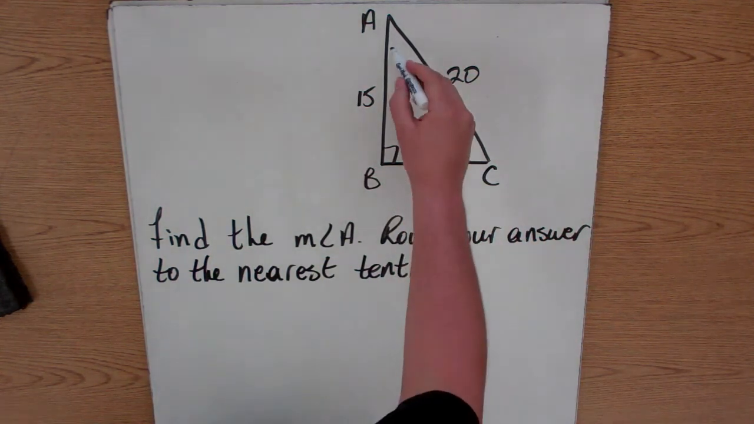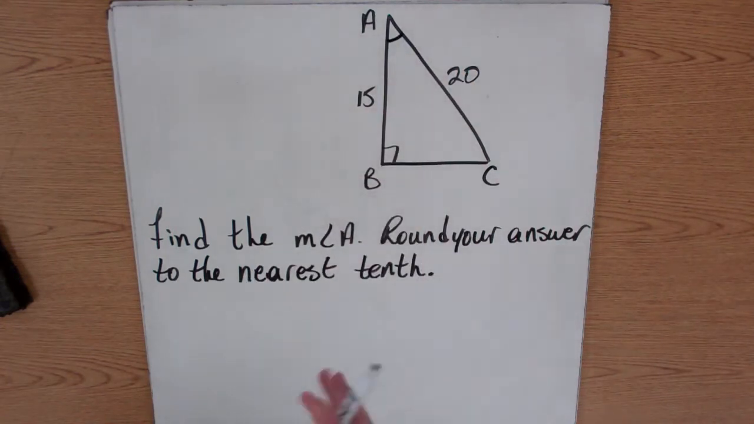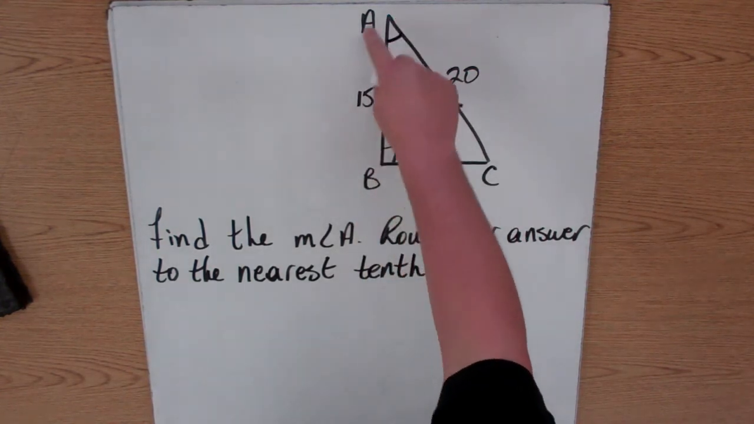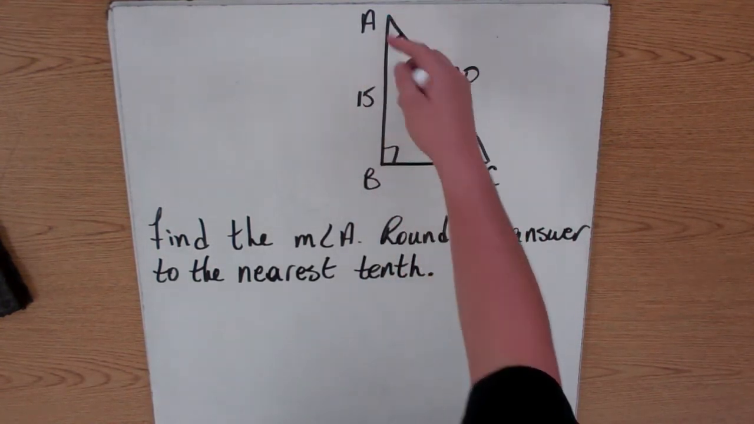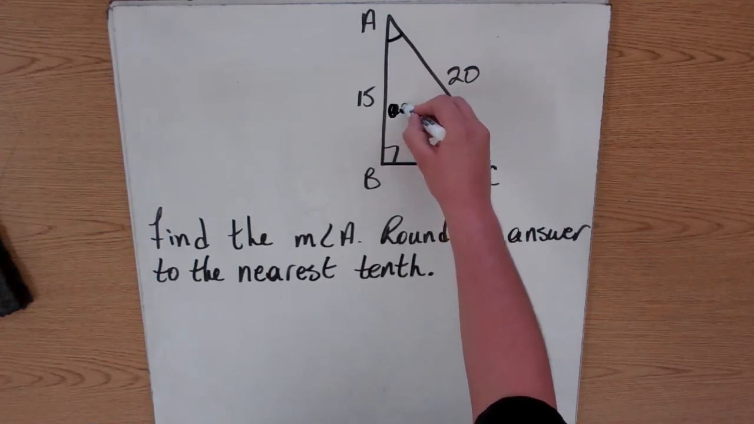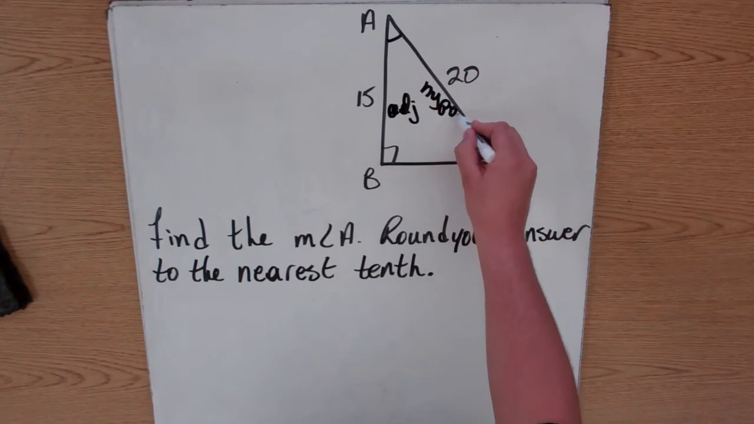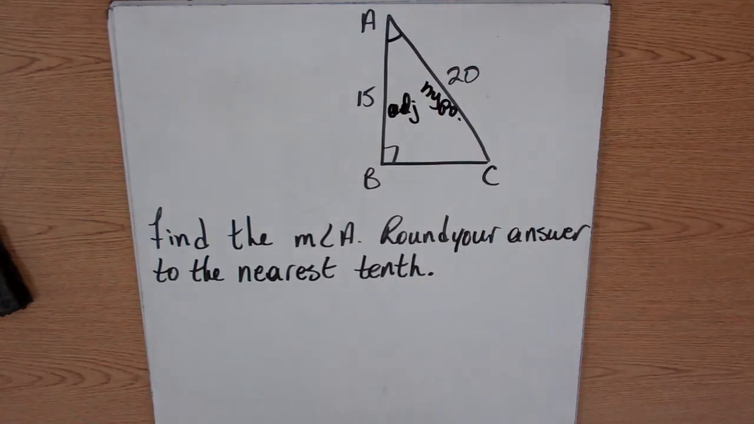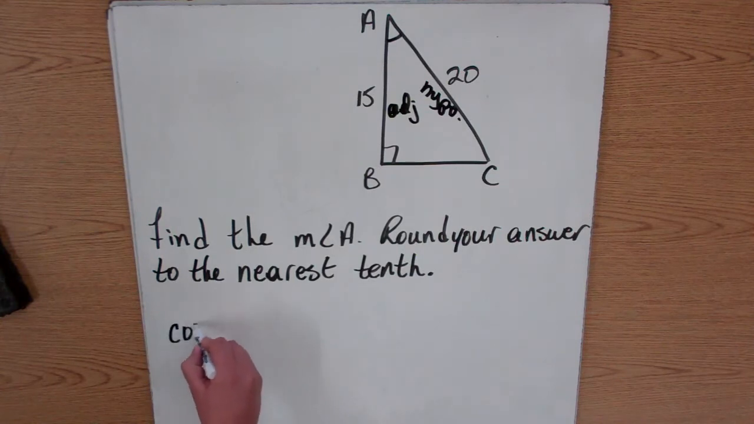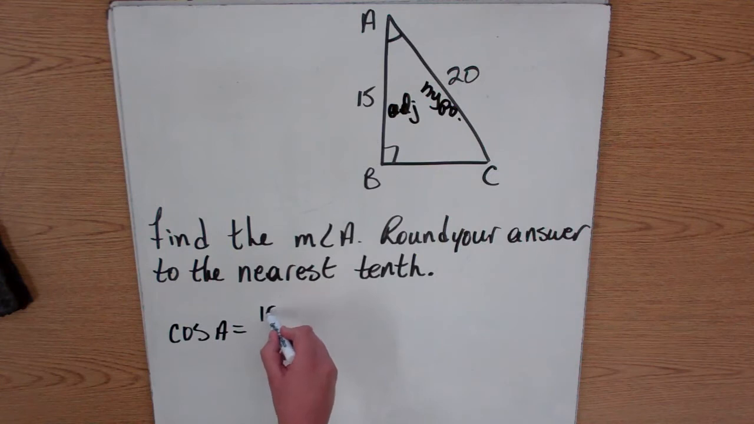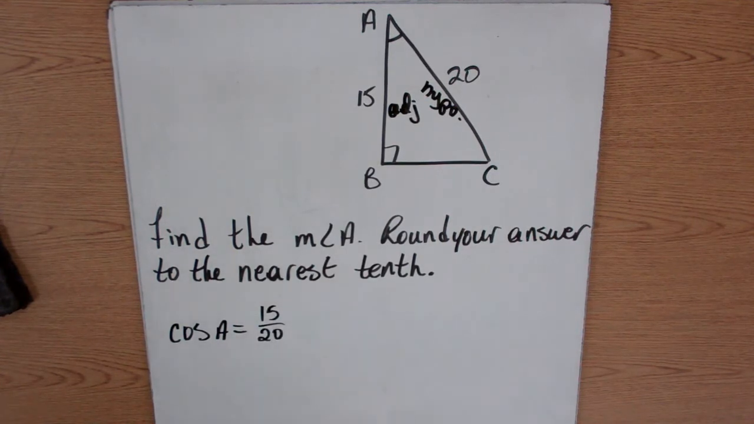Alright, so we're trying to find the measure of angle A. So the first thing we need to do is figure out which two sides we have. Well, the 15 is actually touching the angle A. It's touching the vertex, so we know that this is the adjacent side. And of course, the 20 here is the hypotenuse. So, adjacent and hypotenuse, that's cosine. So cosine of angle A equals adjacent over hypotenuse.